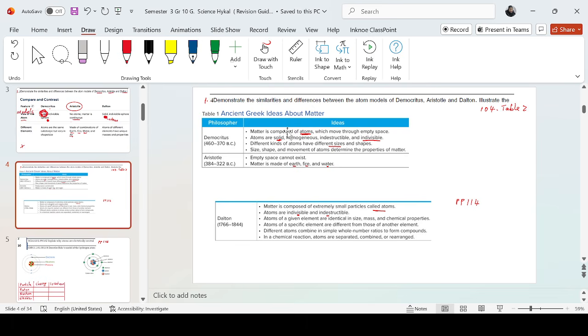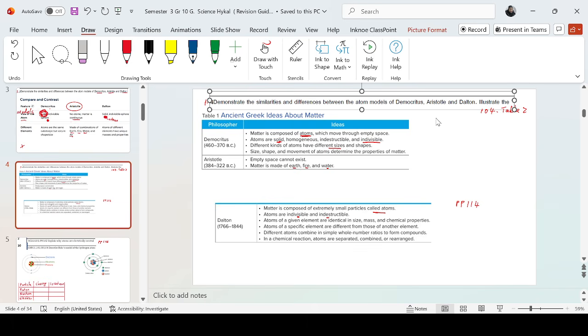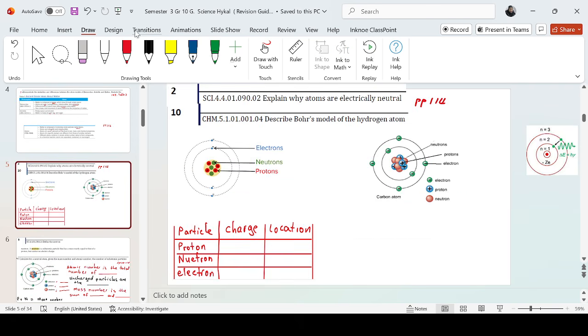So these are the same notes about Dalton, Democritus, and Aristotle. I took them from your book. This is question number 1. It will ask you about the early ideas about the atom. What did Democritus say? What did Aristotle say? What did Dalton say? Let's go to the next question. Question number 2.